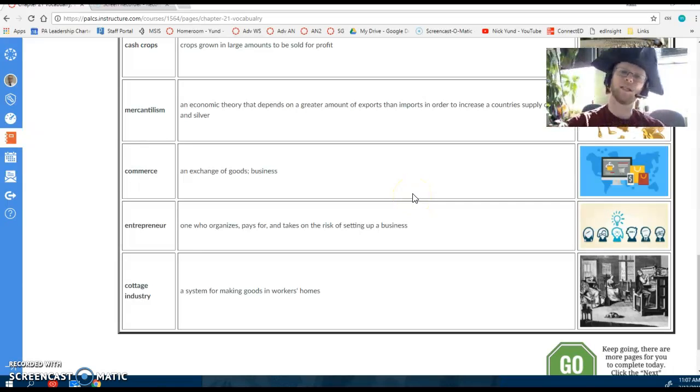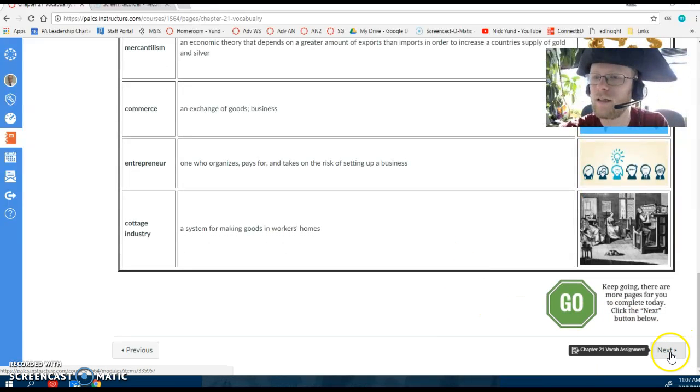So if your mom or dad or whatever owns their own business, like Chuck's Auto Body or Mama Blue's Pawn Shop or whatever, entrepreneur. And the cottage industry is a system for making goods in workers' homes, sort of the pre-industrial revolution way things were made in England.